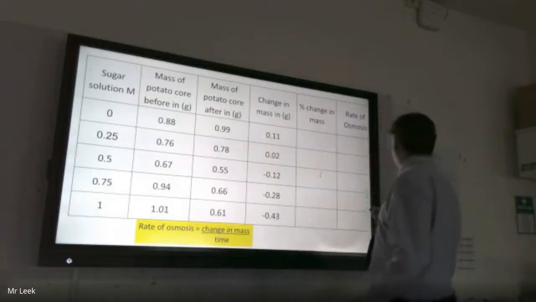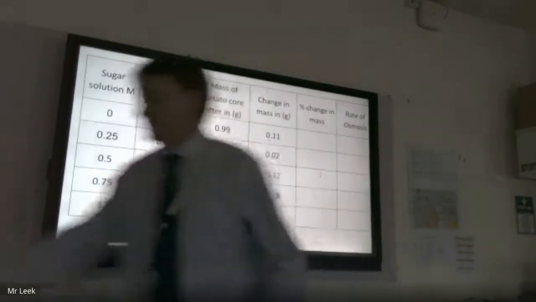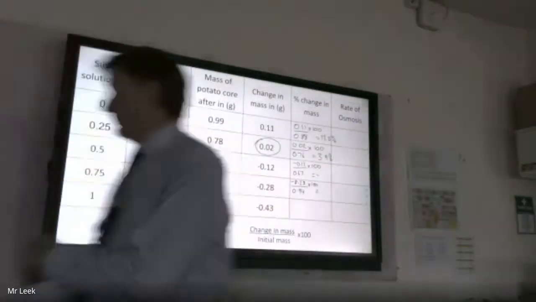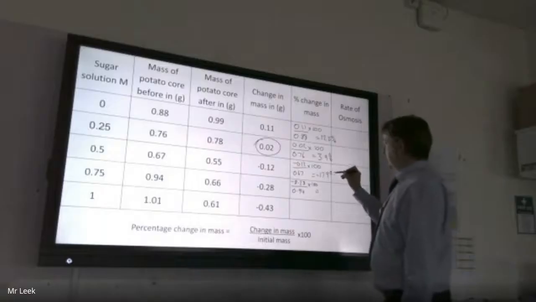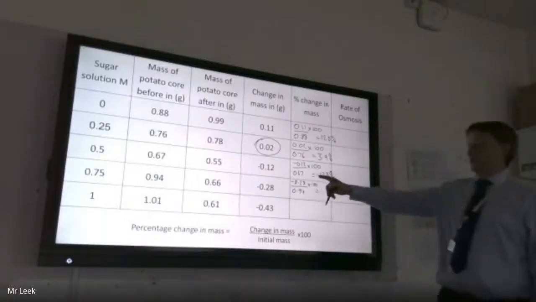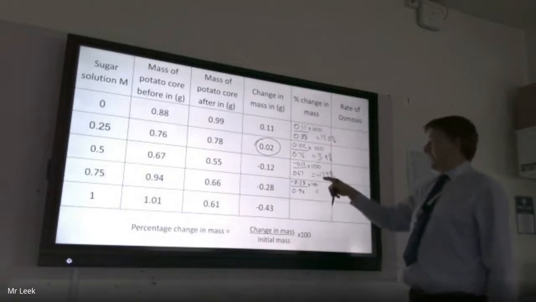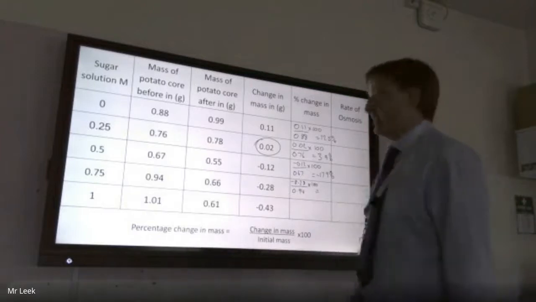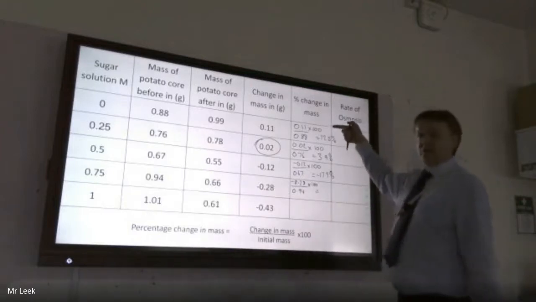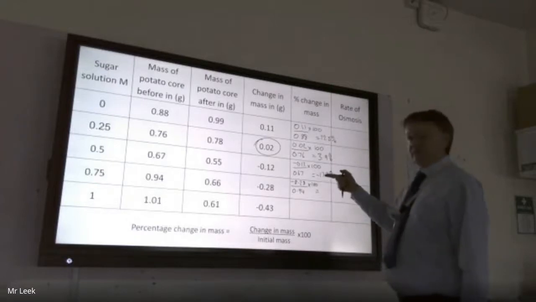Minus 17.91045. Oops, sorry, I've just gone across one. Let me just go back. What do you say? Minus 17.91045. Okay, that'll do. So that one means it's gone down by minus 17.9%. What you need to do is think about what's actually happened. If it's got bigger, that means water's gone in. If it's got smaller, then water's come out.